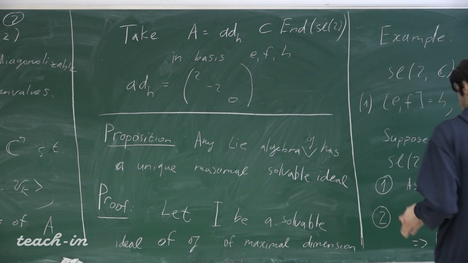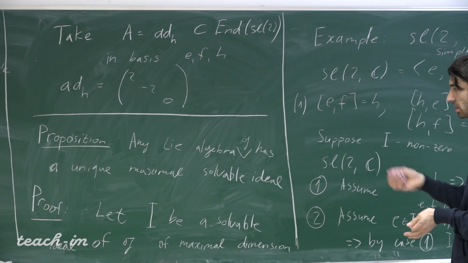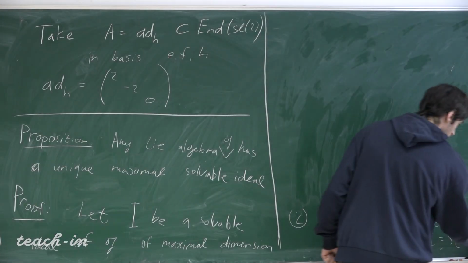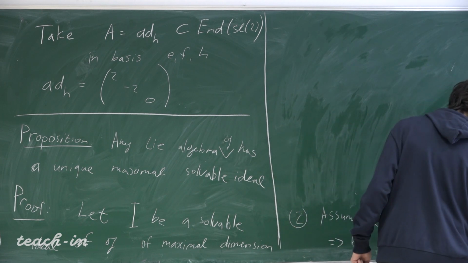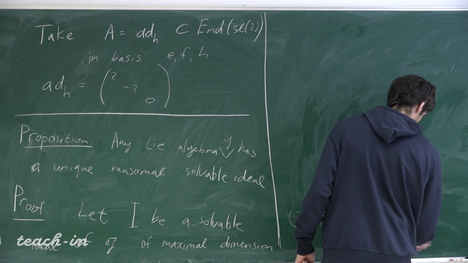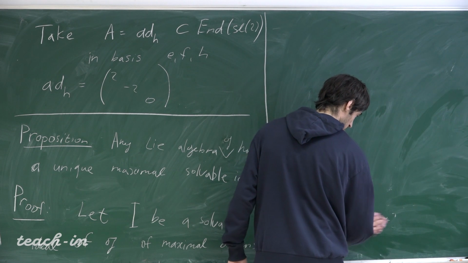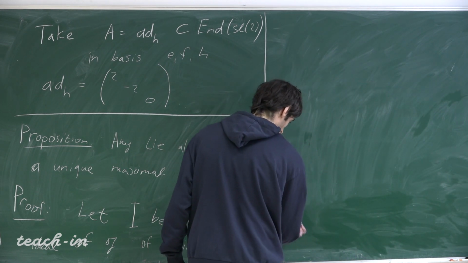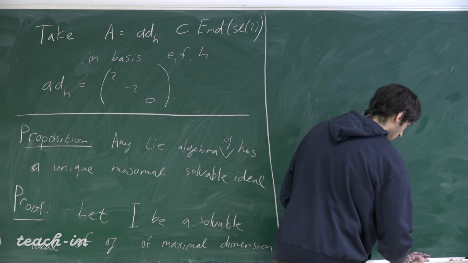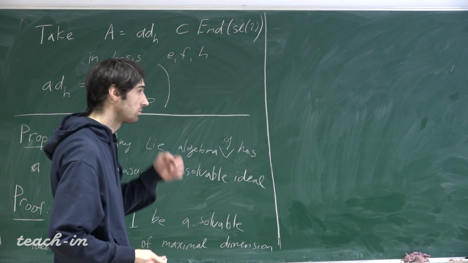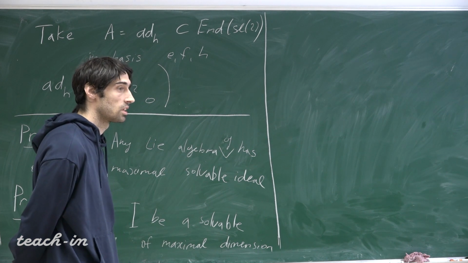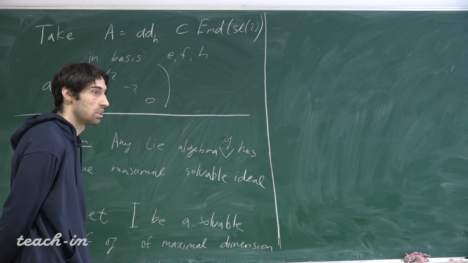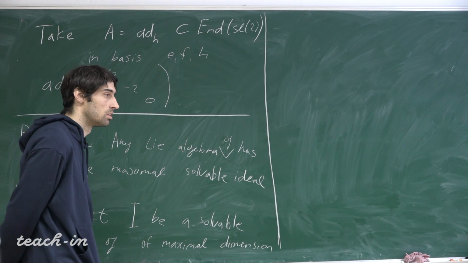So I would like to prove that it is actually maximal with respect to inclusion. Is it true that it contains all other solvable ideals, or can there be solvable ideals that are not maximal but are not contained in the maximal one? It is true that it contains all solvable ideals. Okay, yeah.